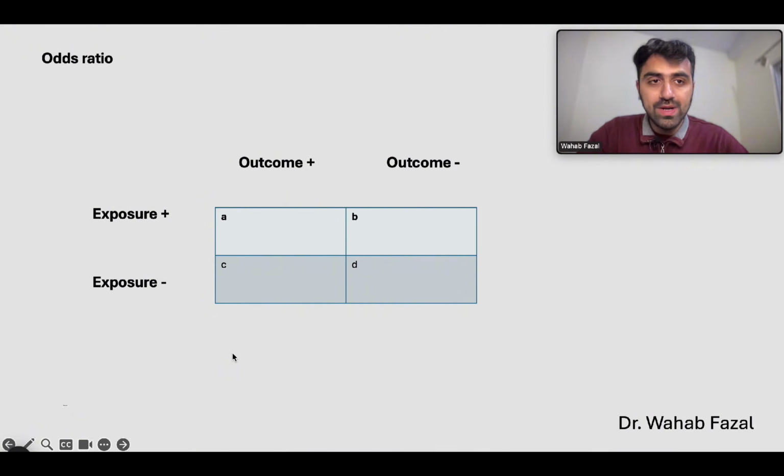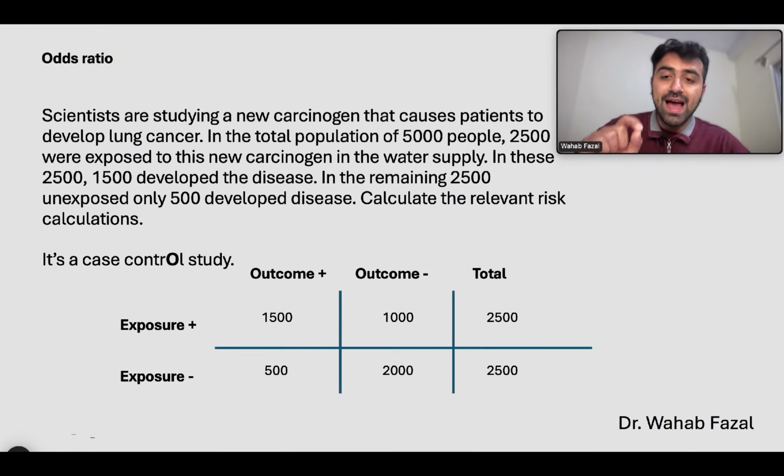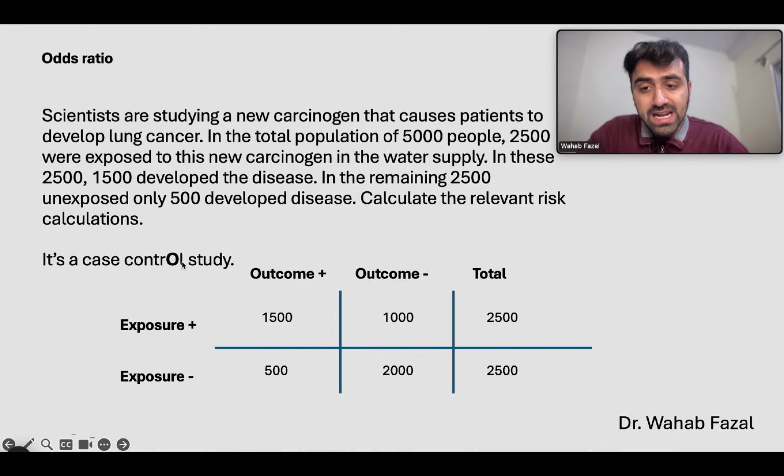Now let us solve what we call an odds ratio. For a case control study, if you remember the second last word of a case control study, you know that the risk quantification measure that you use is an odds ratio.